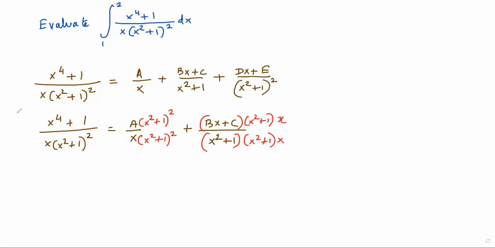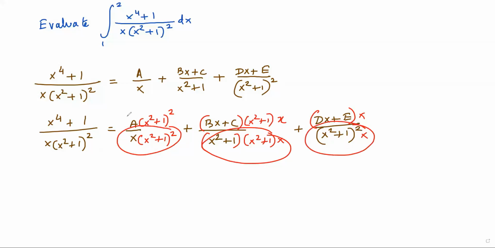Okay, now let me move to the third fraction, that is (Dx + E) over (x^2 + 1) to the second power. To get this expression as a denominator for the third one, I need to multiply both numerator and denominator by just x. Now just look at the denominators of all the 3 fractions. It is the same, that is x times (x^2 + 1) the whole square. Okay, let's continue to the next step.